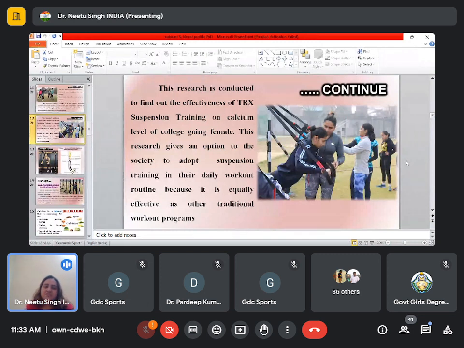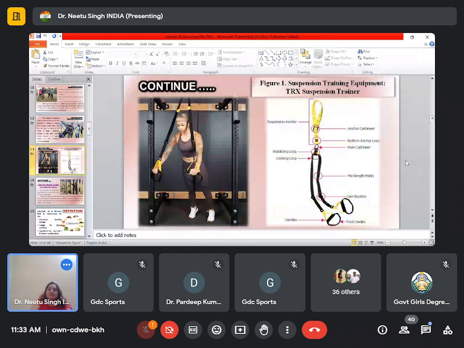In this research, we will talk about the effectiveness of suspension training on the calcium level of females. As we know, calcium is a very important mineral in our body. In this research, we will study how the suspension trainer and the training program affect the calcium level of college-going females. And this is the suspension trainer, the equipment used for this training. TRX is the brand, introduced in the US for the US Army in the early 70s.